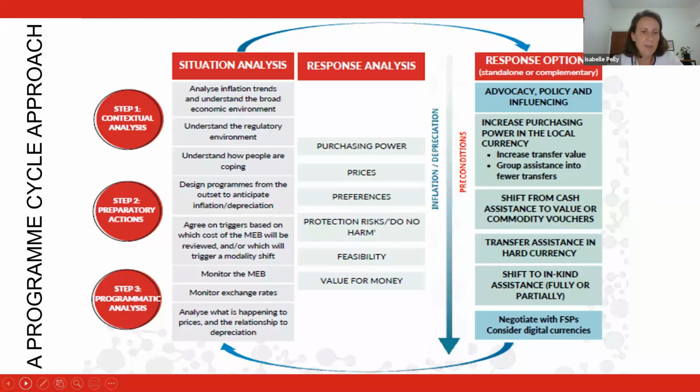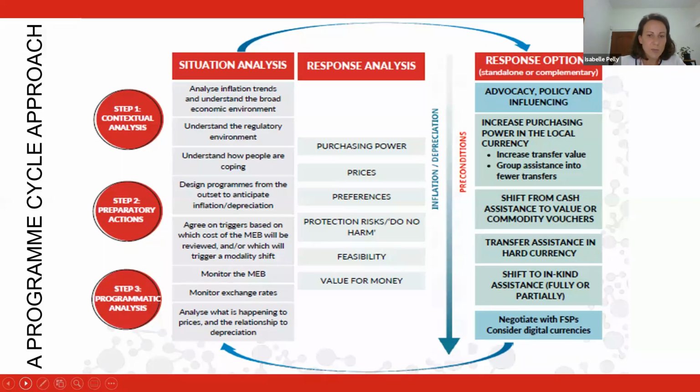And it has 3 steps: contextual analysis, preparatory actions, and programmatic analysis. And some detail under each, as you can see. And then based on the information acquired through the situation analysis, the response analysis section then summarizes the key information points to guide decision-making and identify the type of scenario that you're dealing with. And this helps users to assess the appropriateness and feasibility of different response options.